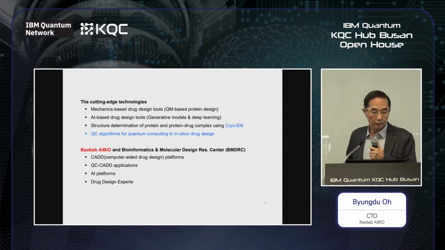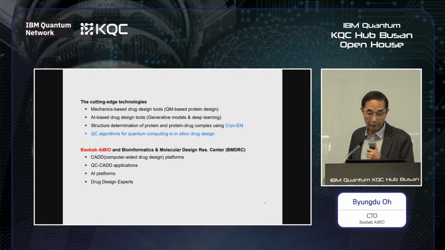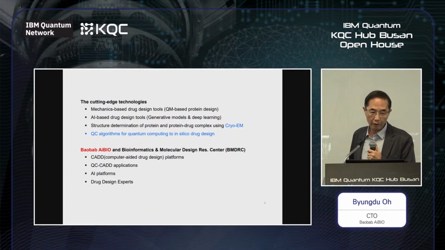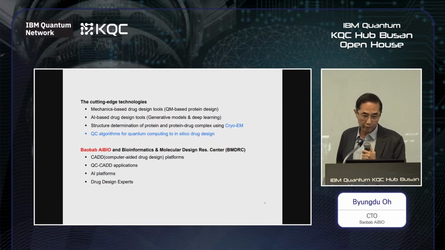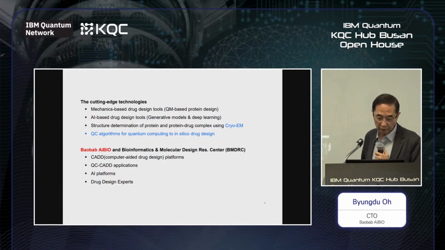And this is the list of cutting-edge technologies: quantum mechanics-based drug design tools, and AI-based drug design tools, specifically generative models and deep learning, and structure determination of proteins and protein-drug complexes using cryo-electron microscopy, and QC algorithms for quantum computing for in silico drug design.